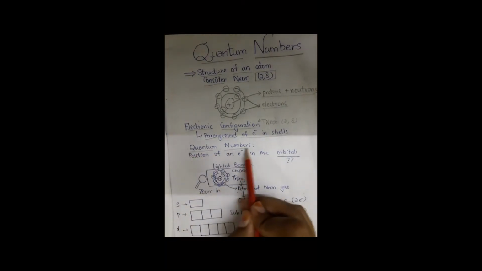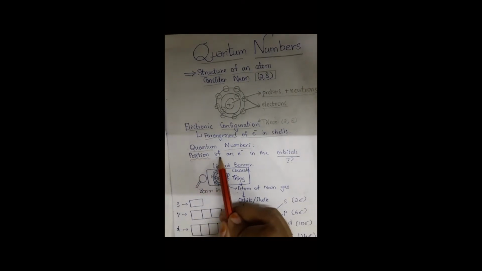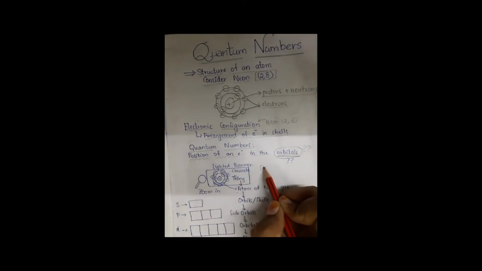As we know all these, let us come to quantum numbers. Quantum numbers determine the position of an electron in the orbitals. You must be wondering, what are these orbitals exactly? Let me help you understand this with a simple example.